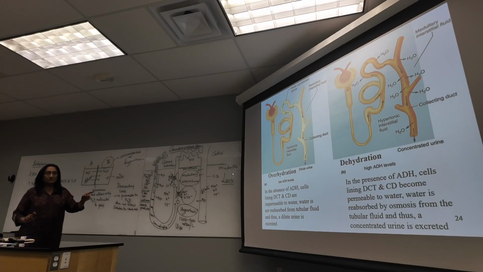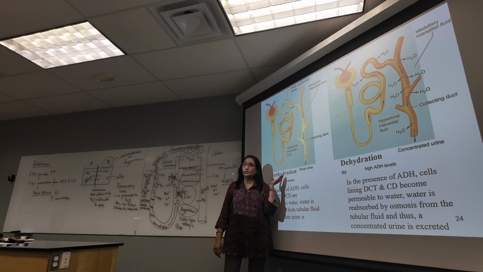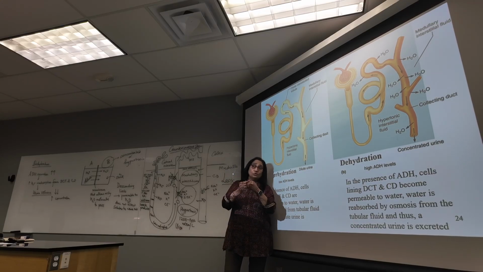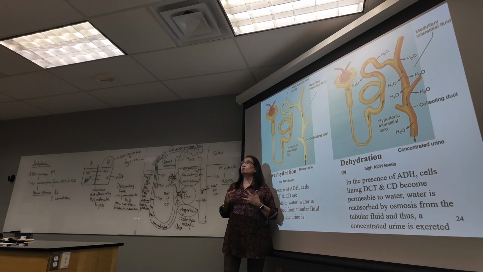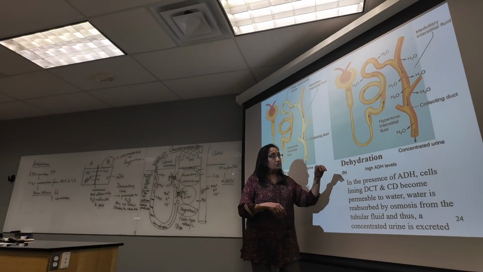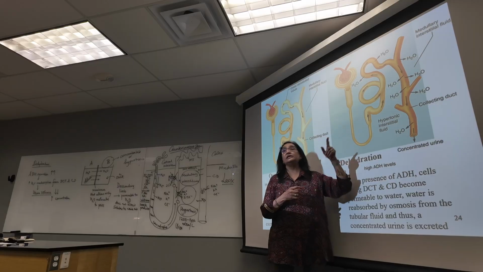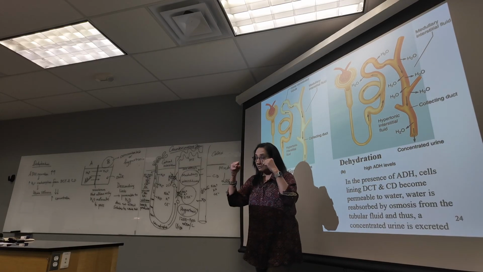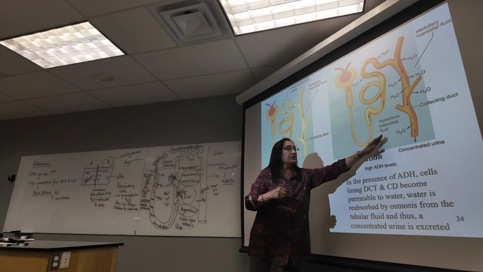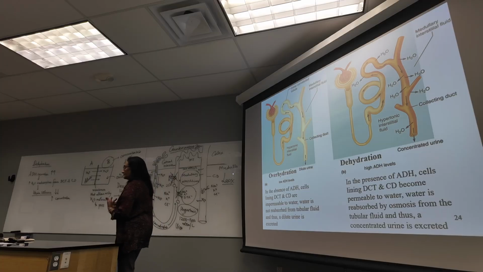So this is an important slide. Remember, when you have too much water in your body, you want to throw it out. You don't want to retain water. So ADH will not be secreted under conditions of overhydration. Only when you are deprived of water, when your body needs extra water, ADH will be released and it's going to retain water, and then the urine that comes out is going to be a concentrated urine.